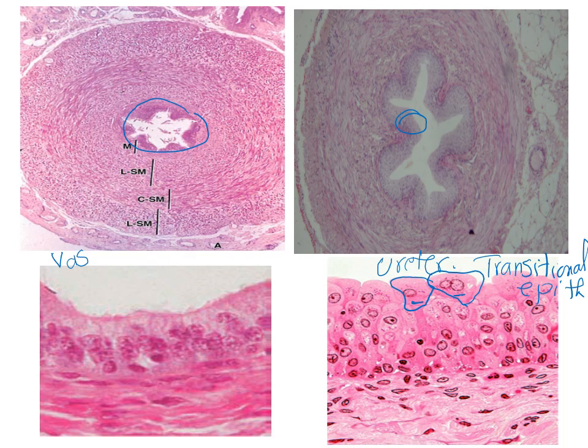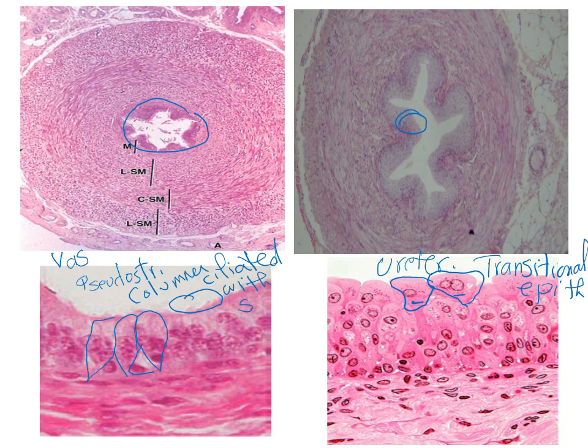Whereas in the vas, the epithelium is pseudostratified columnar. You have cells on the surface and cells underneath, and you have stereocilia present. So here the epithelium is pseudostratified columnar ciliated with stereocilia.